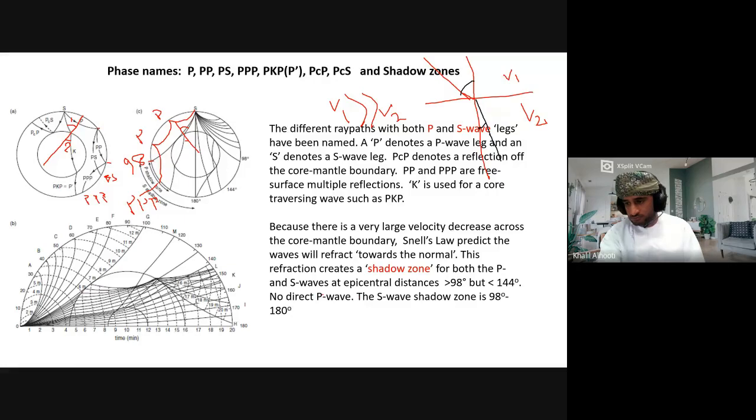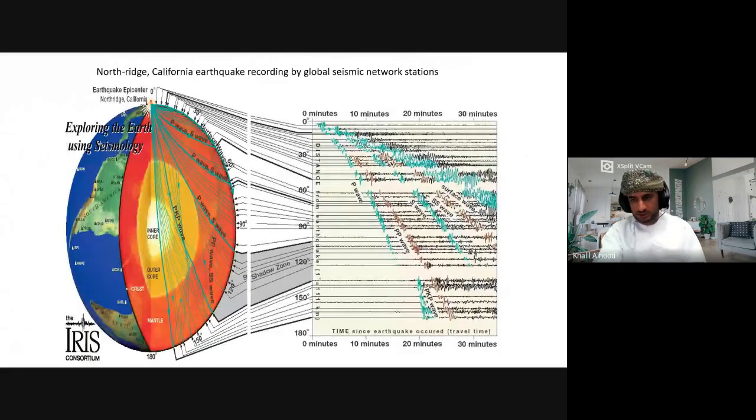No direct P wave. The S wave shadow zone is from 98 up to 180. And this is what we usually record. If this is your source and you have your station here, this is the waveform you get. There is no big separation. You cannot decide where exactly P and S are, because the P wave is still coming, still recording. We are recording the P wave. Within the P wave, there is S wave.